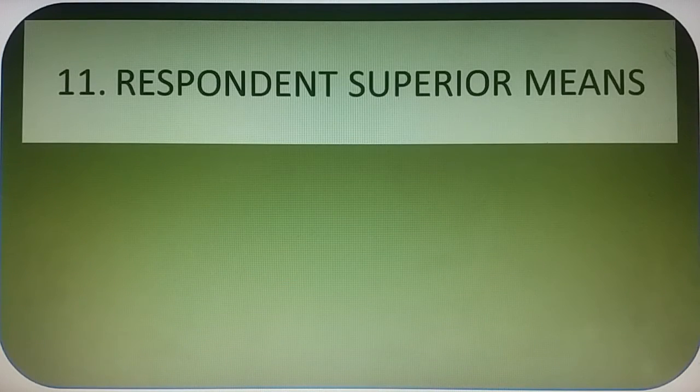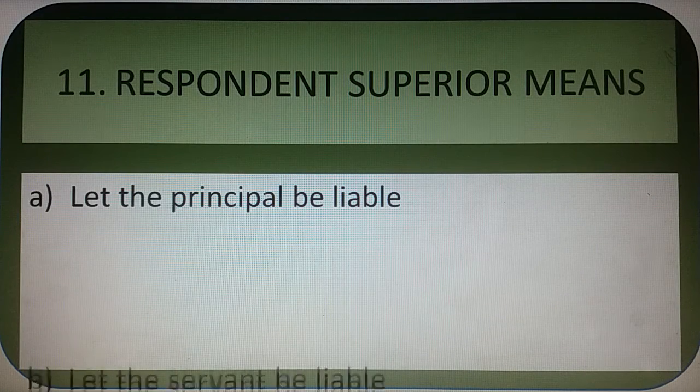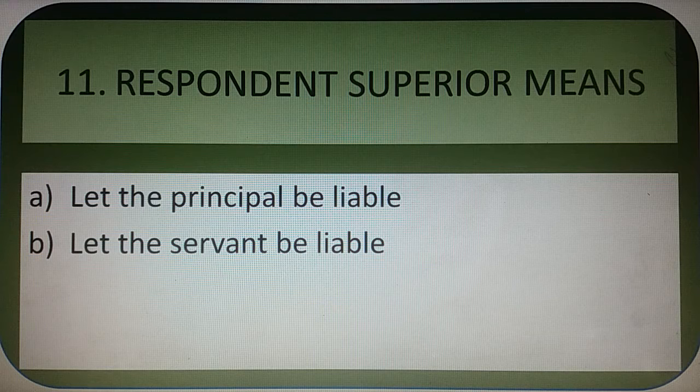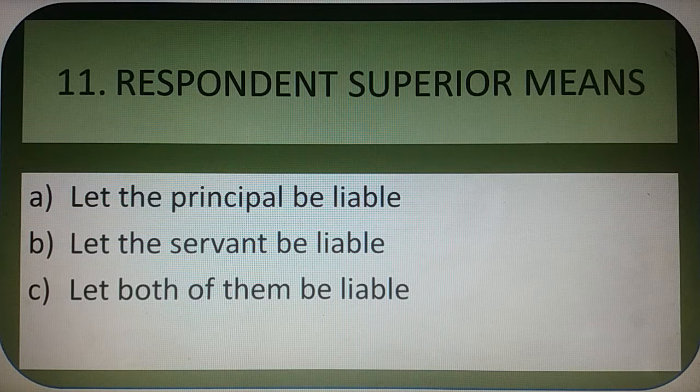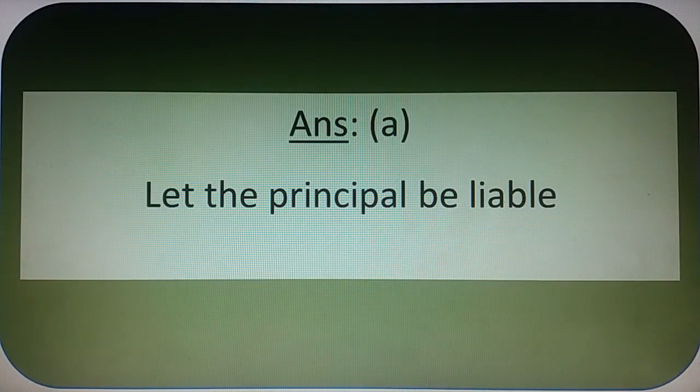Question 11, respondeat superior means. Options are A, let the principal be liable, B, let the servant be liable, C, let both of them be liable, D, let none of them be liable. And the correct answer is A, let the principal be liable. The concept of vicarious liability only.